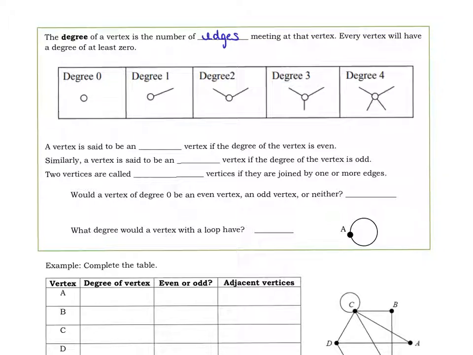So perhaps not surprisingly, a vertex is said to be an even vertex if the degree of the vertex is even, and that vertex is an odd vertex if the degree of the vertex is odd. Whenever you have two vertices that are joined together by one or more edges, those are called adjacent vertices.